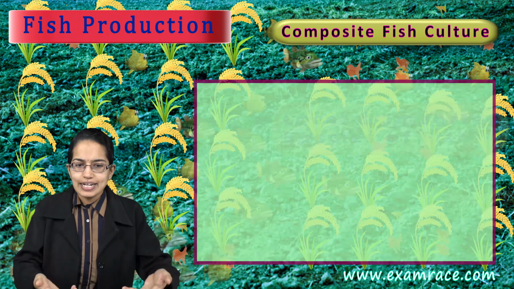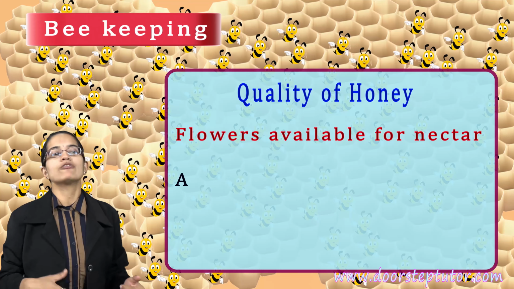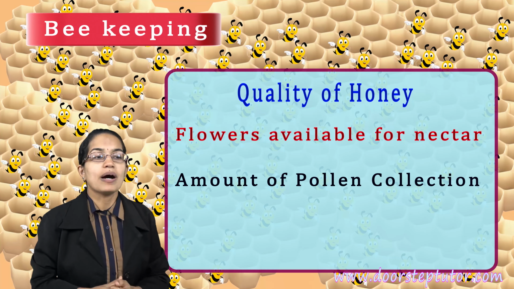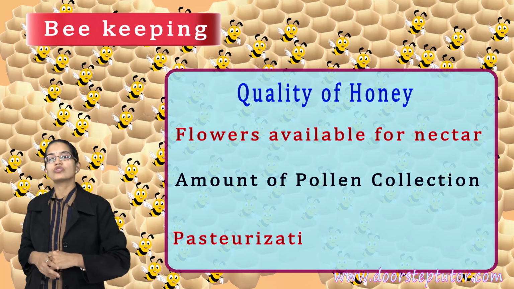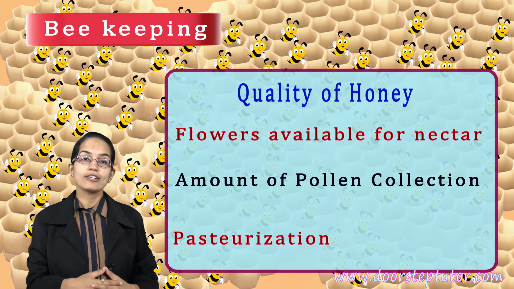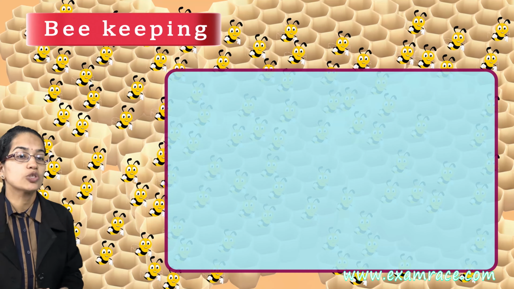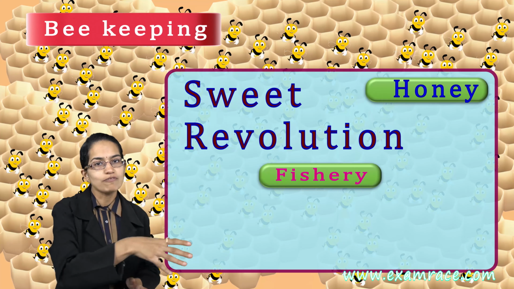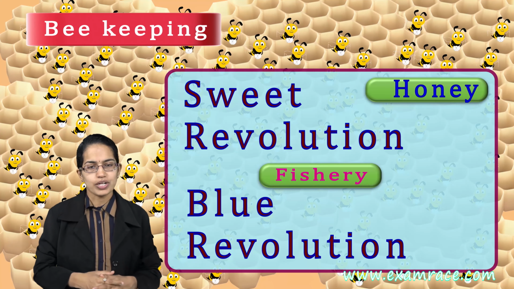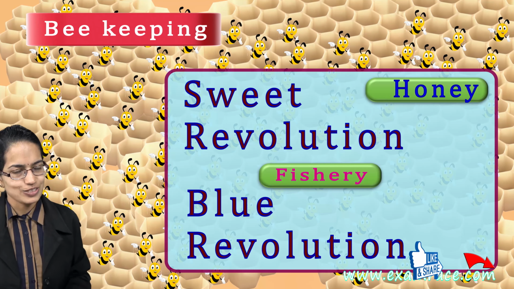So you have the Italian bees which are usually crossed with the Indian breeds for commercial honey production that is done. Now quality of honey, on what factors would it depend? Firstly, the flowers which are available for nectar, the amount of pollen collection that is there, the pasteurization that is done. So those all are the factors that determine the quality of honey. And based on the honey, we have a new revolution which is known as sweet revolution. Similar to that, for the fishery, we have blue revolution that is important. So those are some of the major highlights of this topic.